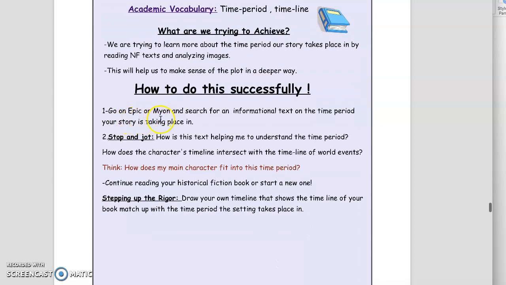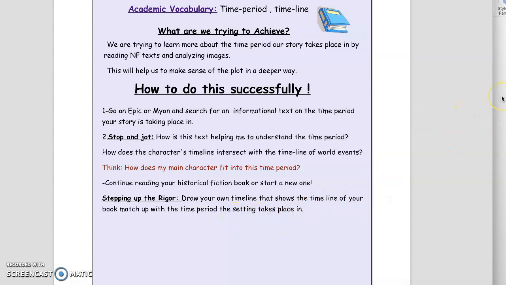So you're going to go on Epic or Myon, and you're going to do the same thing that I taught you in this lesson. You're going to search for an informational text on the time period your story is taking place in. Then you're going to stop and jot. You're going to think, how is the text helping me to understand the time period? How does the character's timeline intersect with the timeline of world events? You're going to think, how does my main character fit into this time period? When you're done, you're going to continue reading your historical fiction book or start a new one if you're done. If you want to step up the rigor and try something different, you can draw your own timeline that shows the timeline of your book matching up with the time period the setting takes place in.